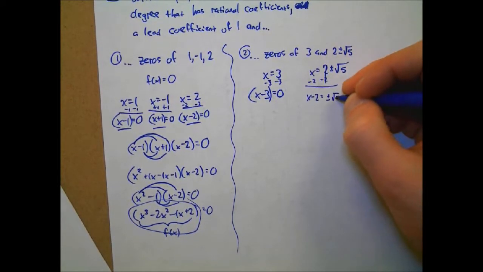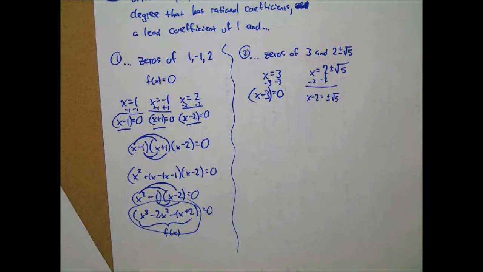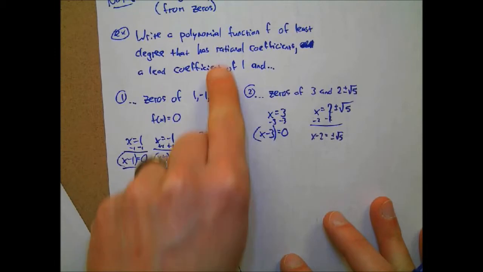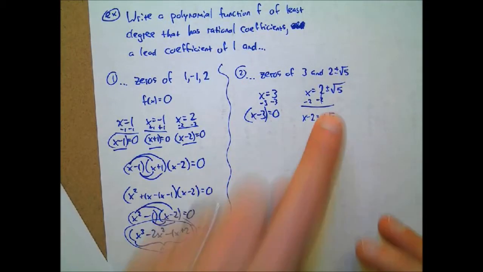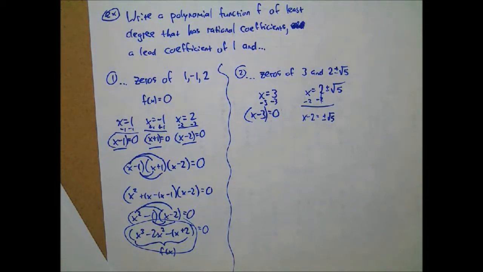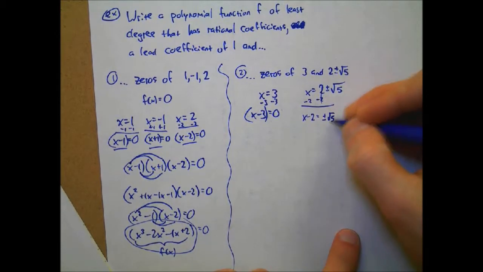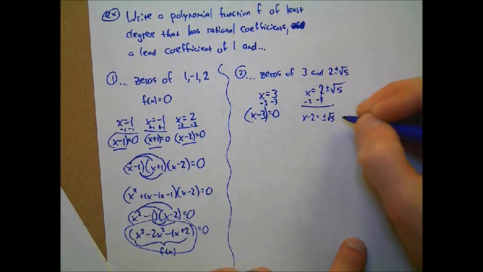At this point, I want to eliminate that square root, because we want to have rational coefficients here, and we don't want any irrational numbers. Square root of 5 is irrational. It's a decimal that goes on forever and never repeats. So we have to eliminate that square root. Now that we have the square root by itself, what could we do to eliminate it? Yes, square both sides.